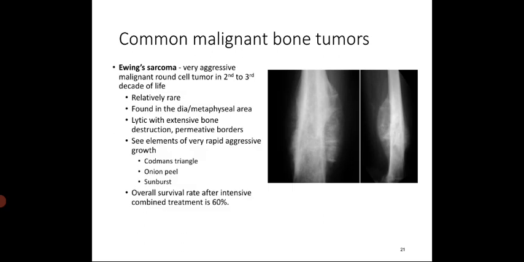Next, we have the Ewing sarcoma, which is a very aggressive malignant round cell tumor, usually occurring in the second to third decade of life. They're relatively rare compared to osteosarcoma, and they're usually found in the diaphysis and metaphysis of the bone. The characteristic you would usually see is a lytic lesion with extensive bone destruction and permeative borders. Its characteristic findings are a Codman's triangle, onion peeling, or the sunburst appearance.